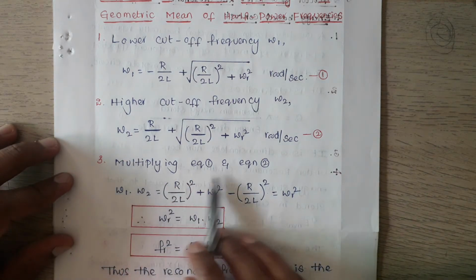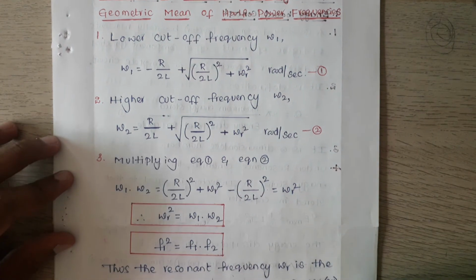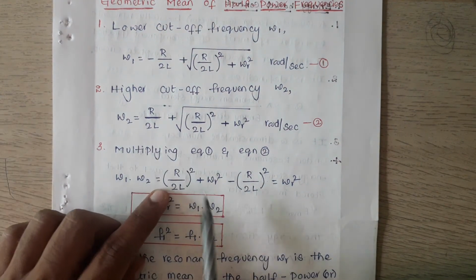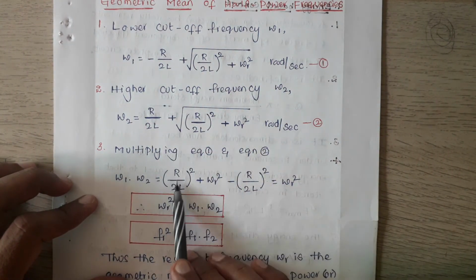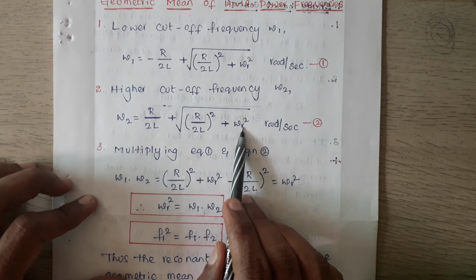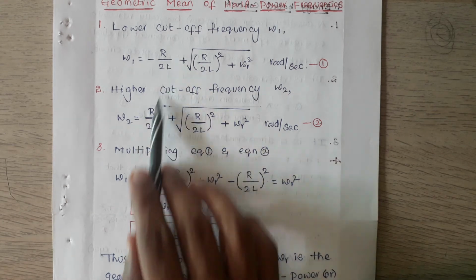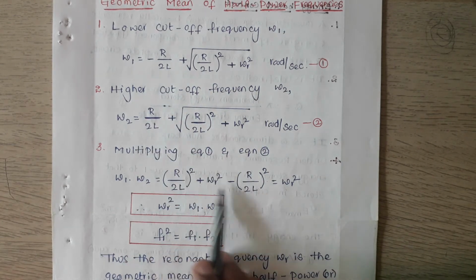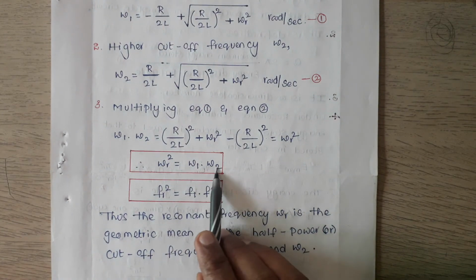Third step, multiply equation 1 and equation 2. On the left hand side, you get omega 1 into omega 2, which is in the form of (a plus b) into (a minus b), that is a square minus b square. So a square is (R by 2L) whole square plus omega r square, and b square is (R by 2L) whole square. So (R by 2L) whole square minus (R by 2L) whole square gets cancelled, and it is equal to omega r square. Therefore omega r square is equal to omega 1 into omega 2.